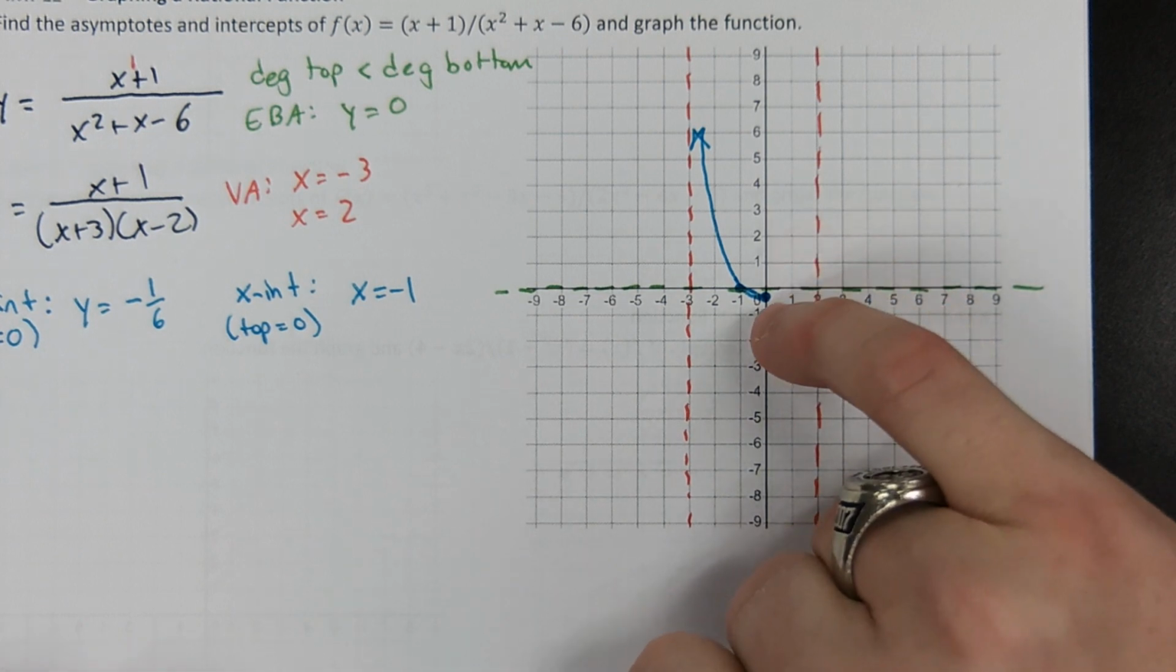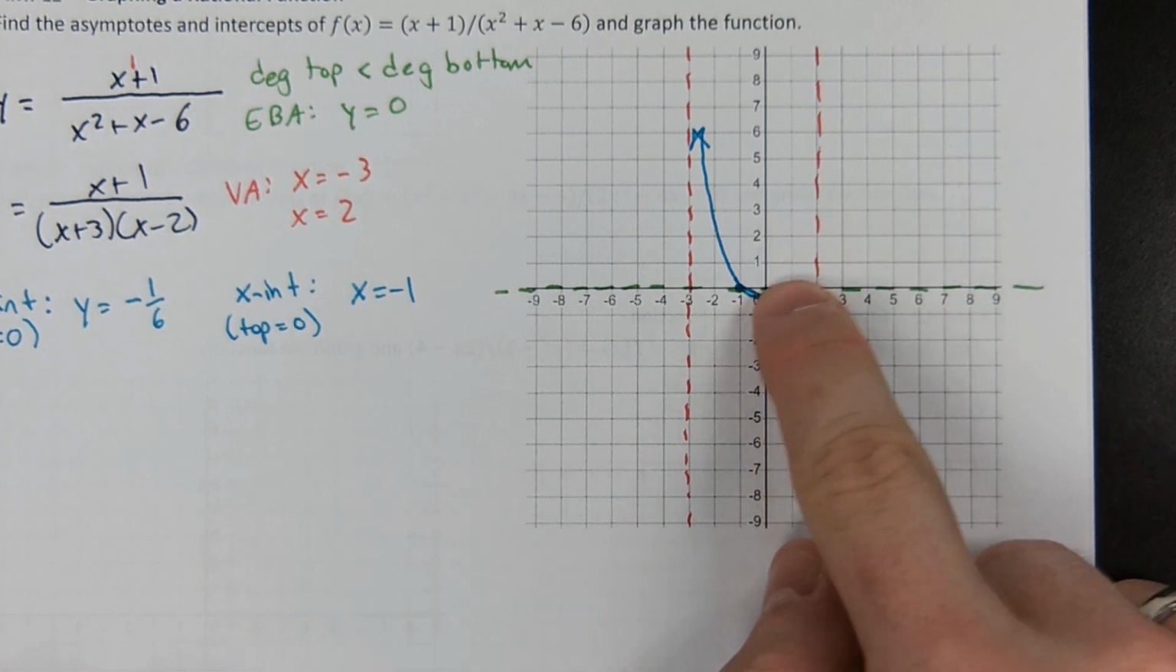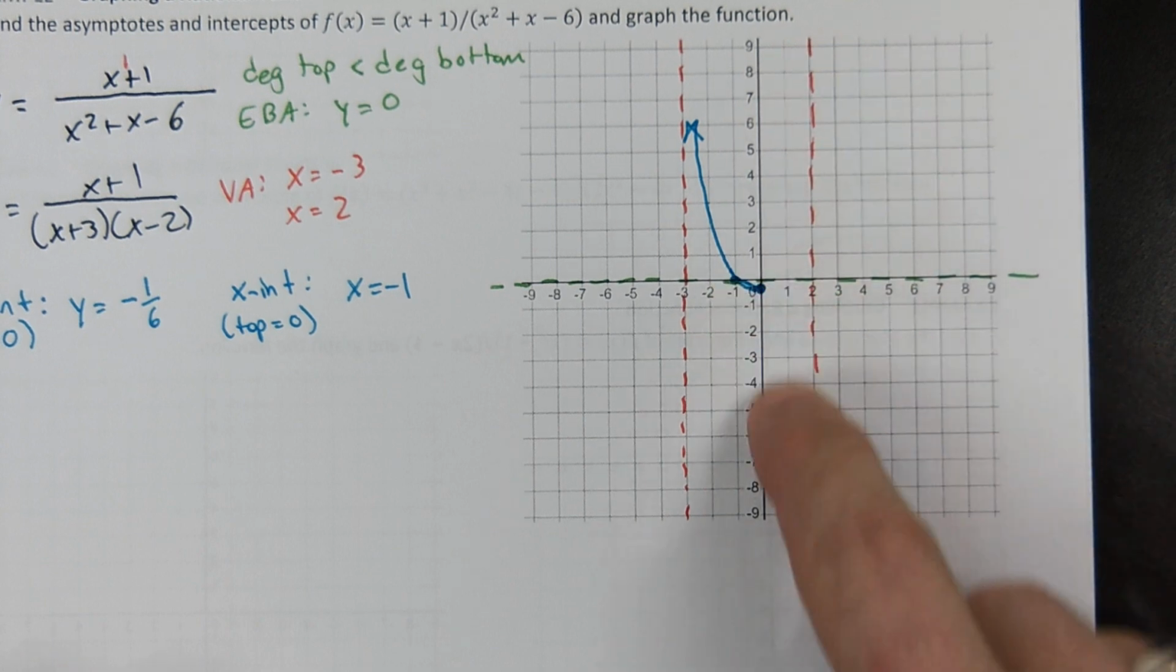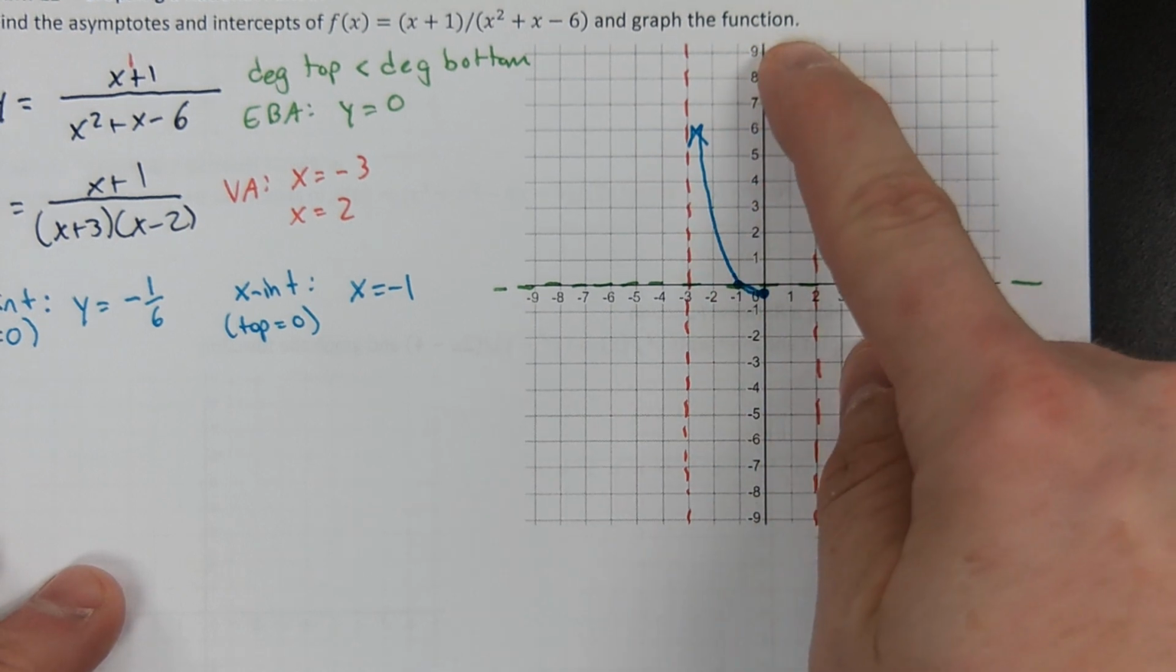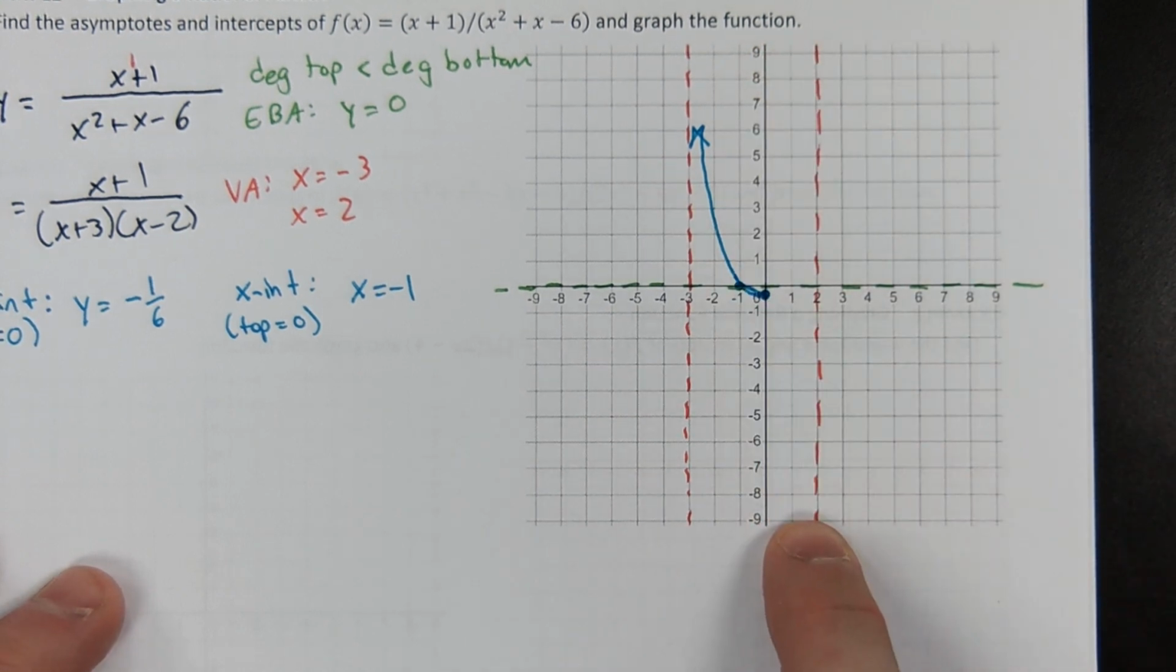The reason why I need a number between here and here is because I don't know if this graph goes back up or if it goes down. So I just have to figure that out. I know I'm getting infinitely close to this red line, so I'm either going to go up and look something like a parabola, or I'm going to go down and look something like a cubic. I just don't know which.